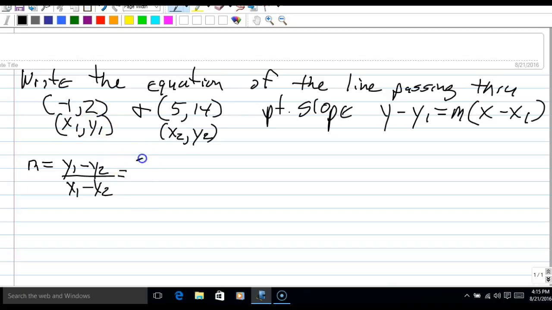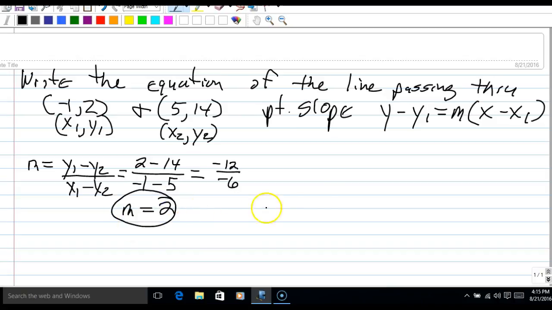So y sub 1 is 2, y sub 2 is 14, and x sub 1 is negative 1, and x sub 2 is 5. So 2 subtract 14 gives me a negative 12. And negative 1 subtract 5 gives me a negative 6. So that gives me a slope of positive 2.